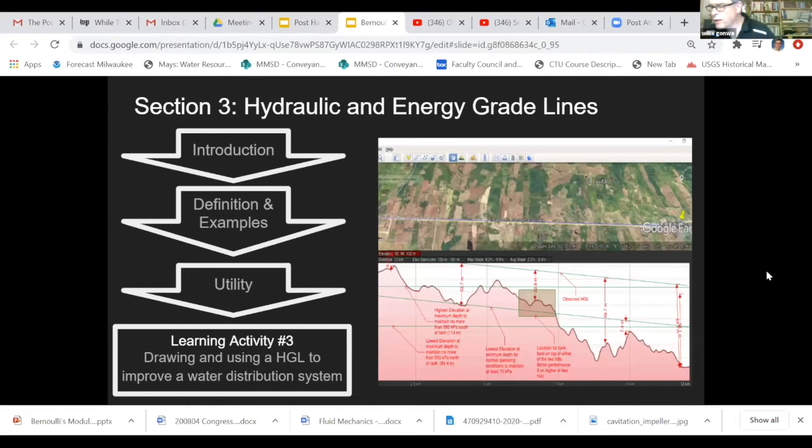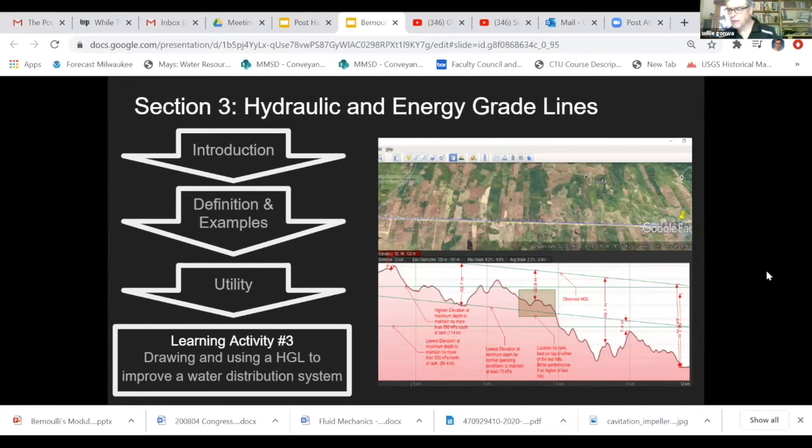Section 3, hydraulic and energy grade lines. Of course, we have the introduction where we give them the learning objectives, and then we actually have to define and give examples of the hydraulic and energy grade line, exactly what that is, and then describe to the students why it's useful. Here you are hand drafting the total energy and the piezometric head in the pipes. Why is it actually useful?